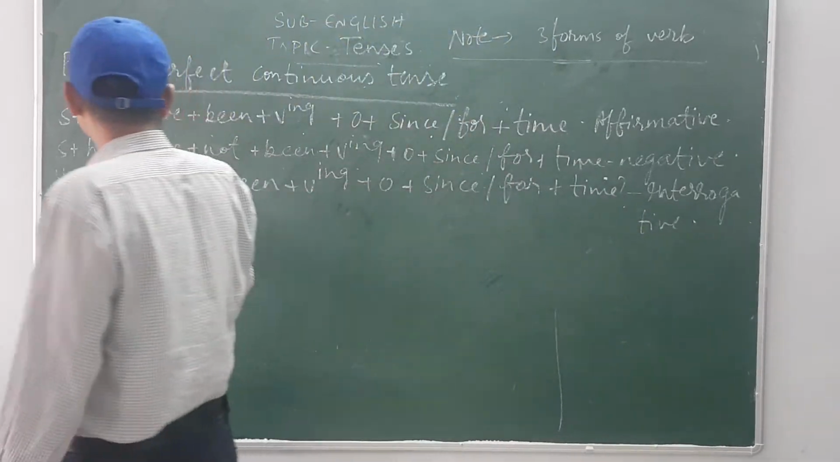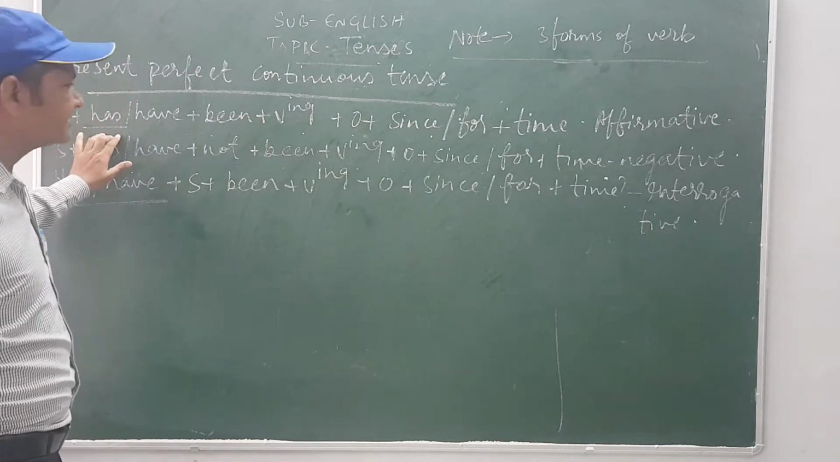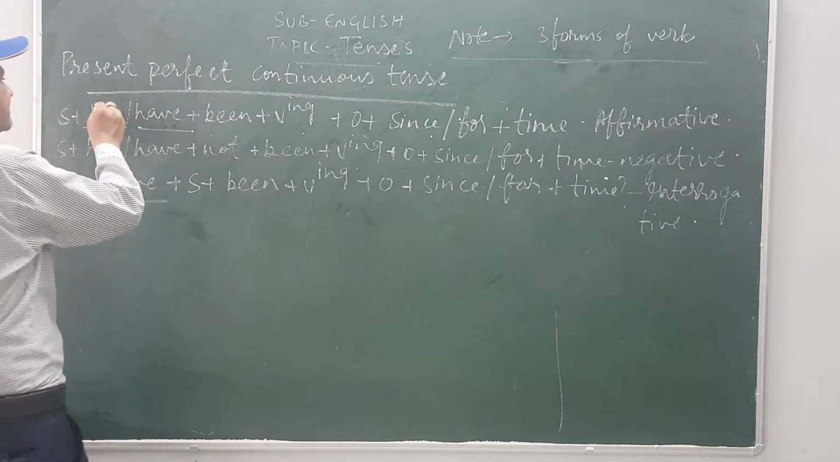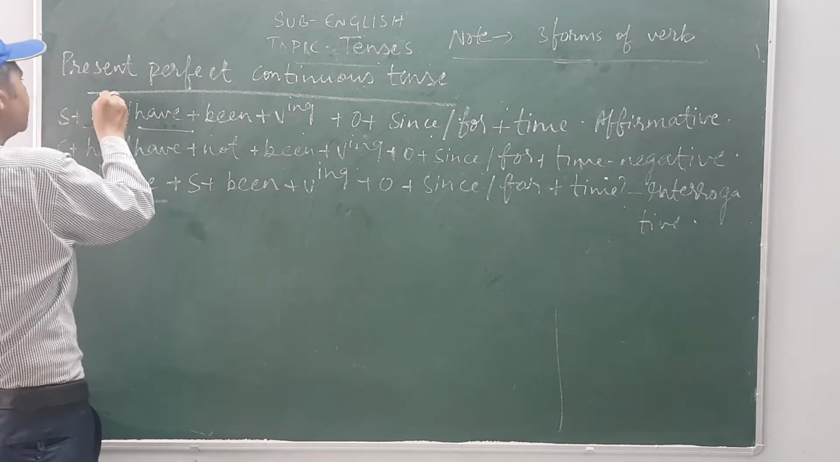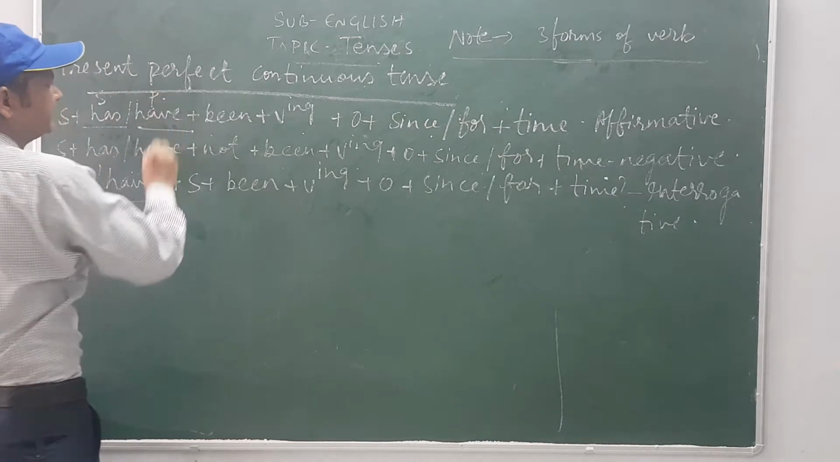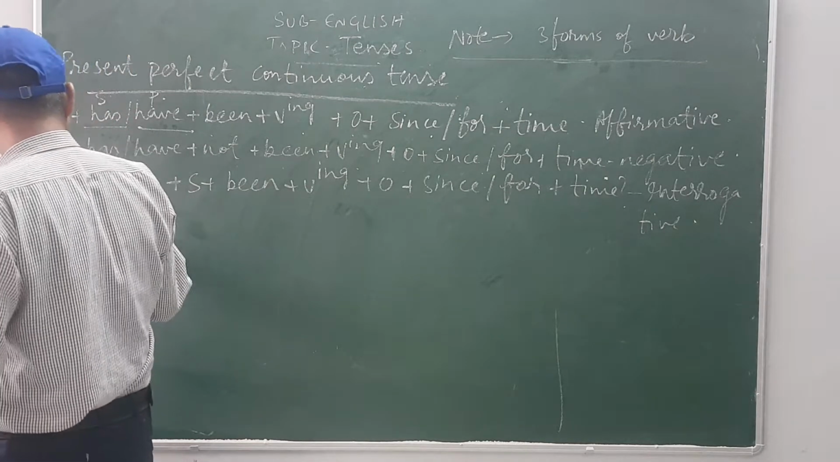And the second thing is this, that has will be used for the singular subject and have will be used for the plural subject. It was earlier told to you in the present perfect tense that has is for the singular subject and have will be for the plural subject. Now you can see the examples.